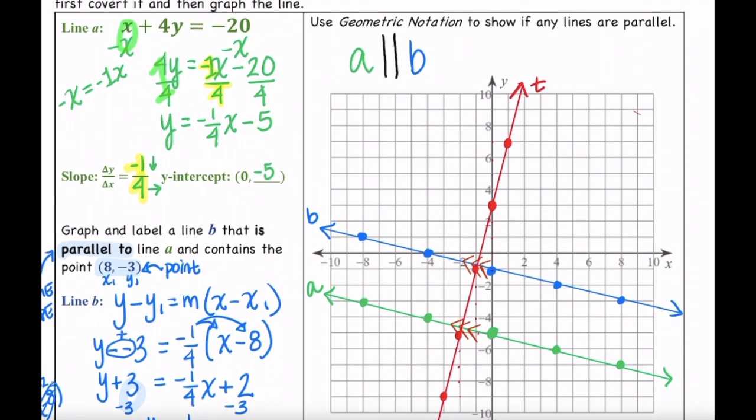We actually have geometric notation to show perpendicular as well. If we wanted to show that transversal T was perpendicular to, let's say, line A, we would draw a mini perpendicular line, a vertical and a horizontal, and that symbol means perpendicular. Line T is perpendicular to line A. Well, line T is also perpendicular to line B, so we can say that line T is perpendicular to line B. So that's just how we would represent that using geometric notation.